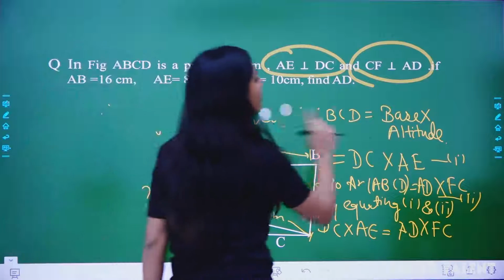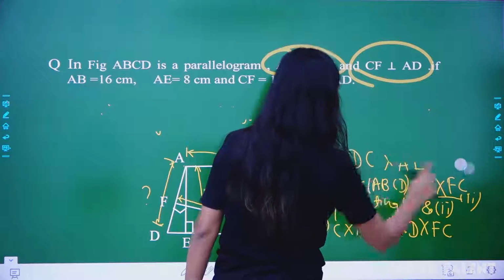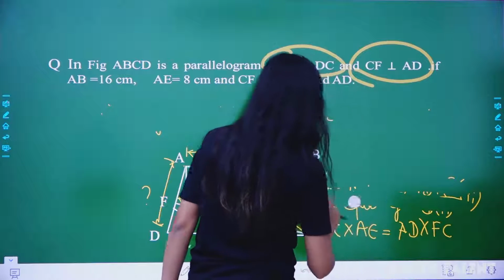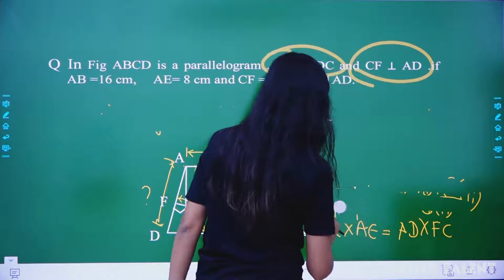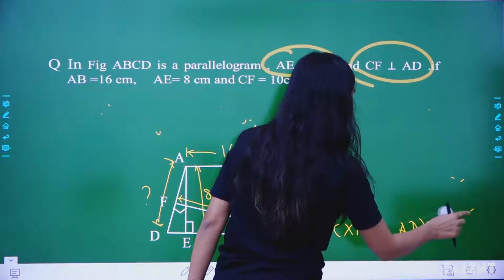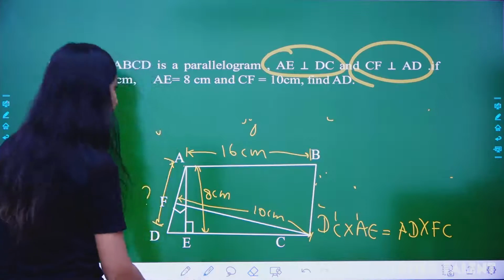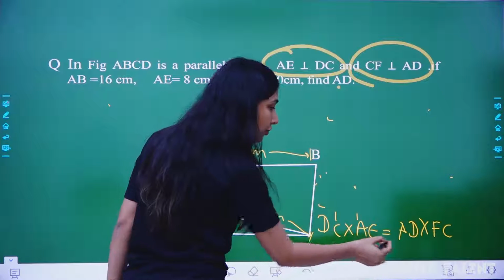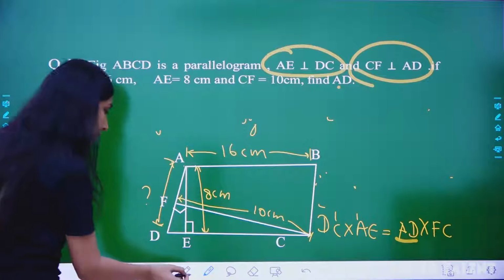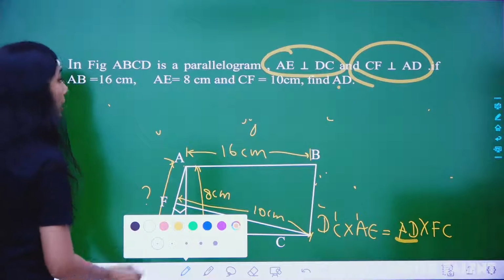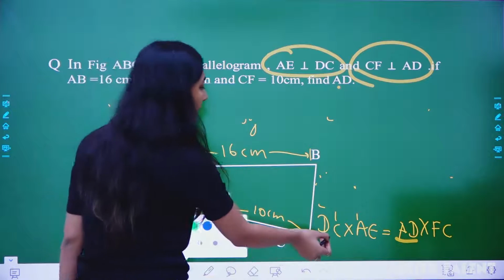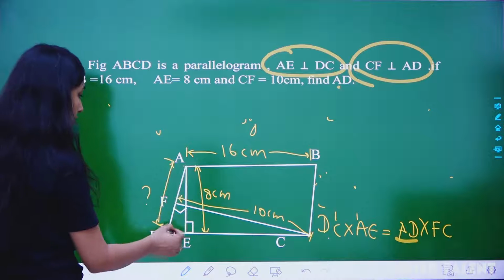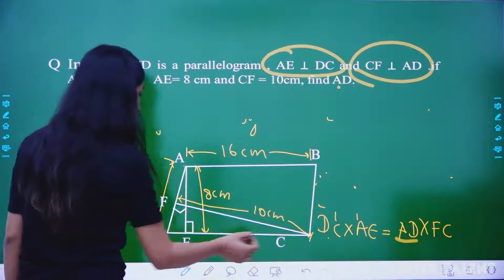I have to find out the value of AD. What values are we having? Just find that out also. First, we have to find the value of AD, so for sure we are not having the value of AD. Then we are going to have the value of DC.